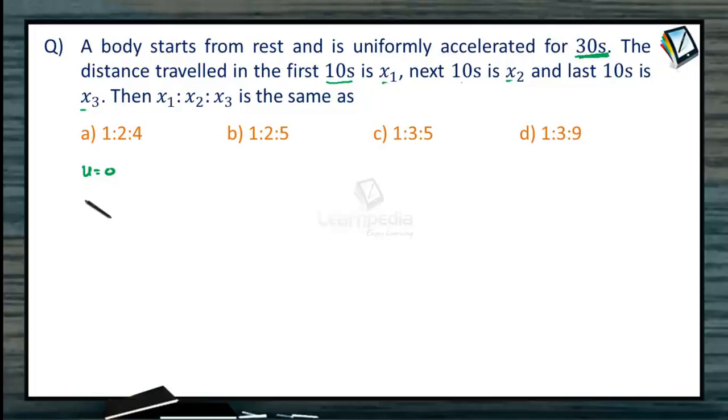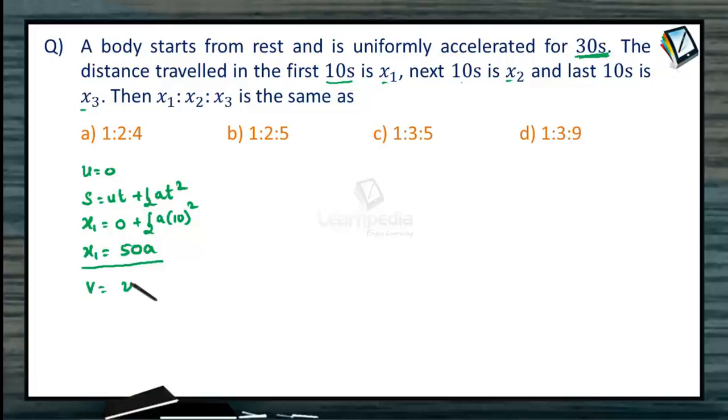So what is the distance traveled? Using the formula s = ut + (1/2)at². So this is x1: initial velocity 0 plus half of a into 10 squared. So x1 will be equal to 50a. Right? Now what is the velocity attained at the end of 10 seconds?